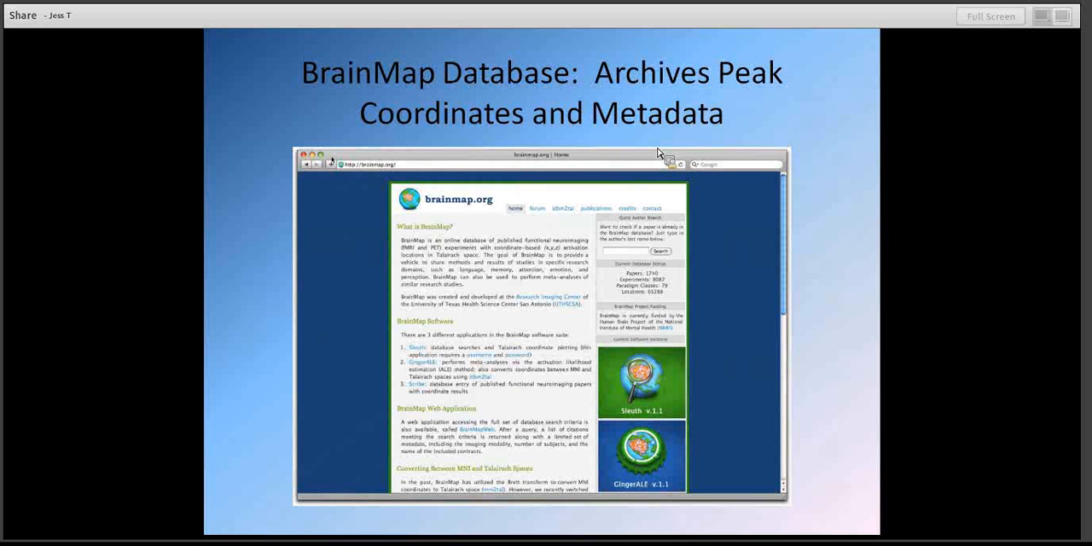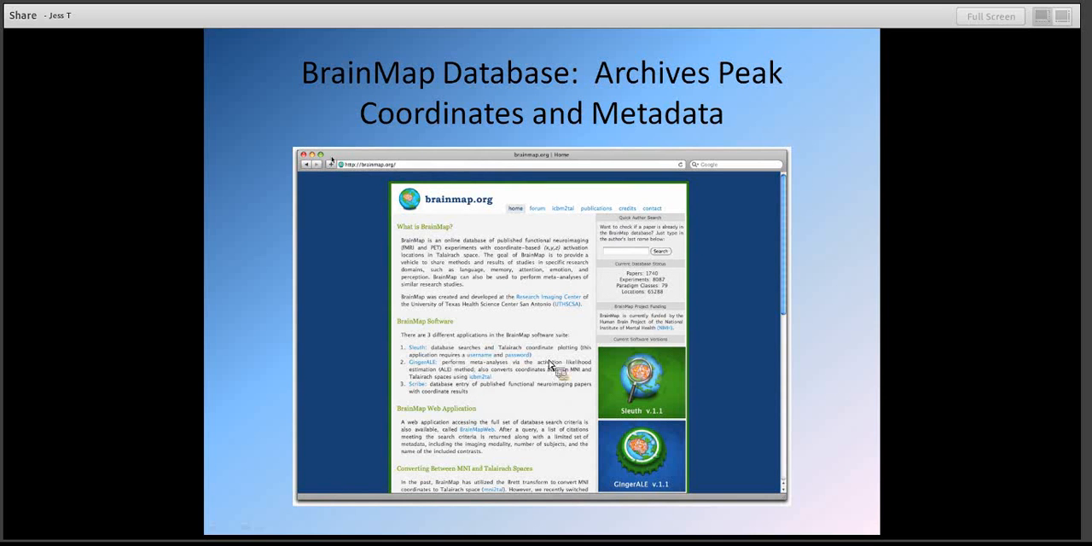The BrainMap database pulls from the literature and archives the MRI, usually, or PET data about where the results are, what are the coordinates of the peak activation, and the metadata that lets us know where those coordinates came from experimentally. There's a number of different applications. I highly recommend you check out the website. A number of different applications to work with BrainMap.